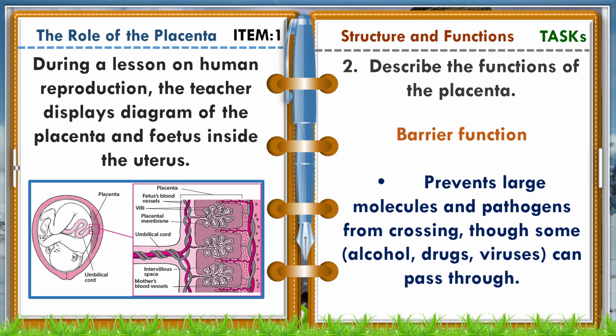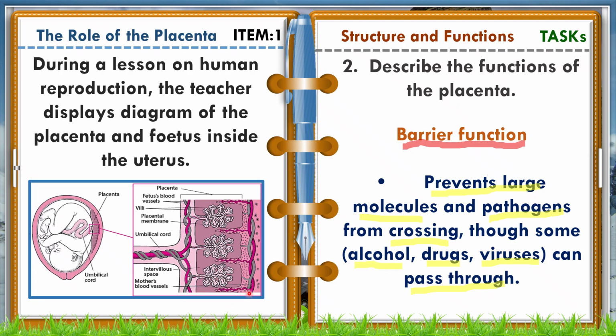Another function is the barrier function. We have the barrier function. And here, the placenta prevents large molecules and pathogens from crossing through, though some can. For example, alcohol can cross, drugs can cross, viruses can cross. Those ones can pass through. But at least it will try to prevent the large molecules and pathogens from crossing.